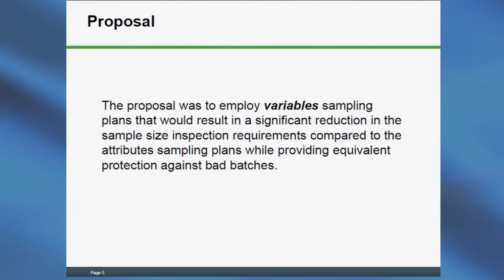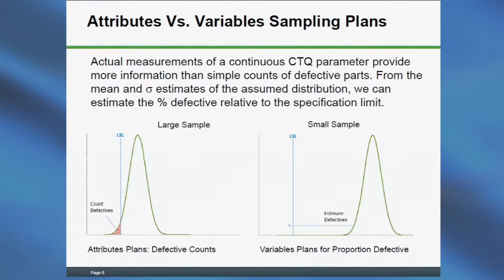The proposal that I considered when the COO asked me was instead to employ variable sampling plans, and they would result in a significant reduction in the sample size requirements compared to the attribute sampling plan, while providing equivalent protection against bad batches. Now, you've got to realize that every single part was being measured in this sample, and they were physically taking measurements. So they were changing very valuable variables type data into attributes data. And that's always, to me, a no-no when you're in industry, is to take good variables type data and change it into something that is just basically go, no go.